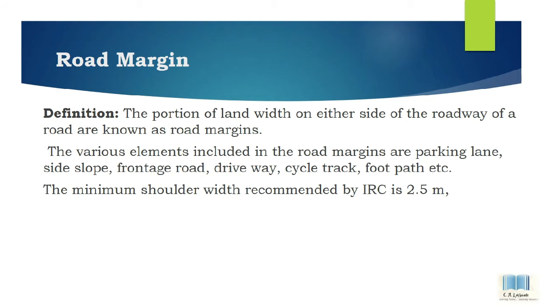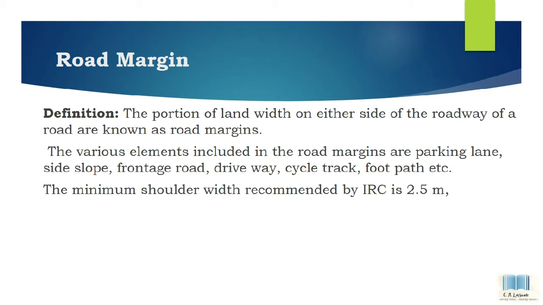Then the next point is road margin. This is the second element or second term used in geometric design of highway. So what is road margin? The portion of land width on either side of the roadway of a road is known as road margin. That is, the portion or area on both sides of the road is called road margin.